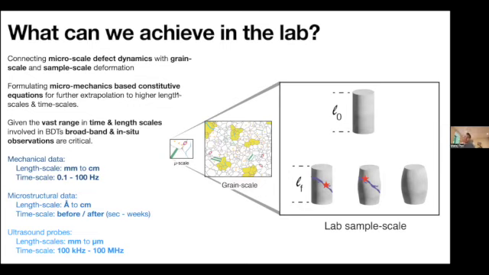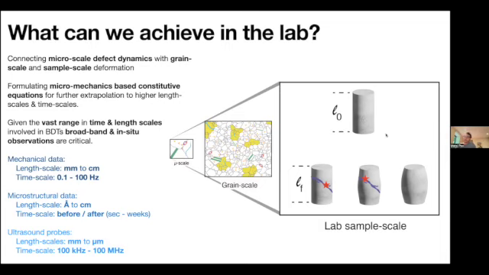So the question is, what is it that we can achieve in the lab? So what we can do is that we can try to connect these microscale defect dynamics to the grain scale defect dynamics, and then to the sample scale. And given that there is already quite a vast range of length scales and time scales, we need to collect some observations that are broadband and ideally in situ. And so historically, what people have been doing for quite some while is collecting the mechanical data, which is collected over the length scales of millimeters to centimeters in the sample.